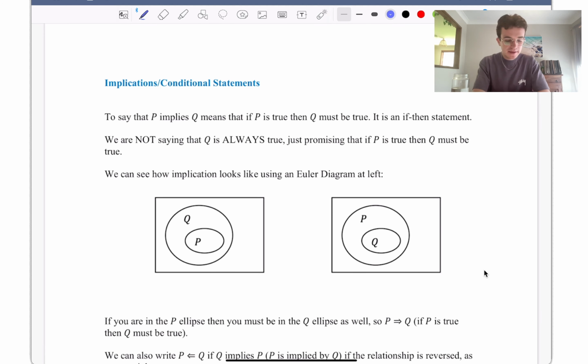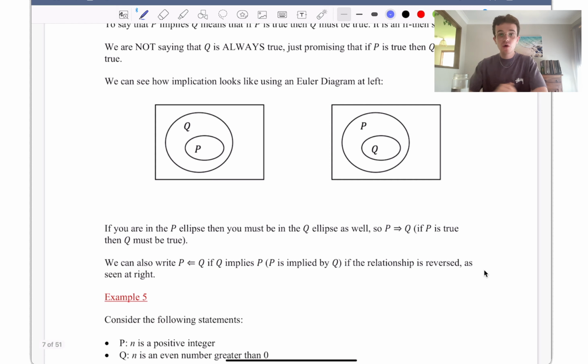Okay, implications, conditional statements. To say that P implies Q means that if P is true, Q must be true, and we call it an if-then statement. Now we are not saying that Q is always true, we're just saying that if P is true, then Q must be true.